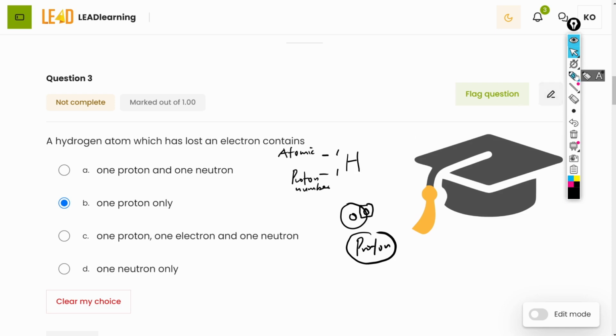Now option C is not the answer because even though it contains a proton, there is no more electron and there is no neutron because neutron number is actually the atomic mass minus the proton number. And if you do that here, atomic mass is 1, proton number is 1, so that gives us 0. So this hydrogen atom has no neutron.